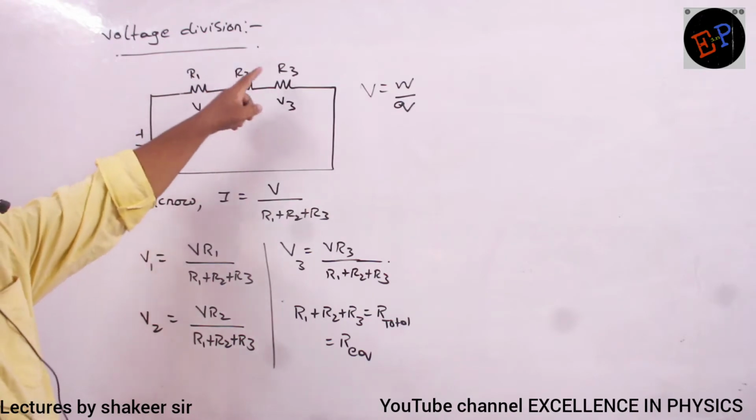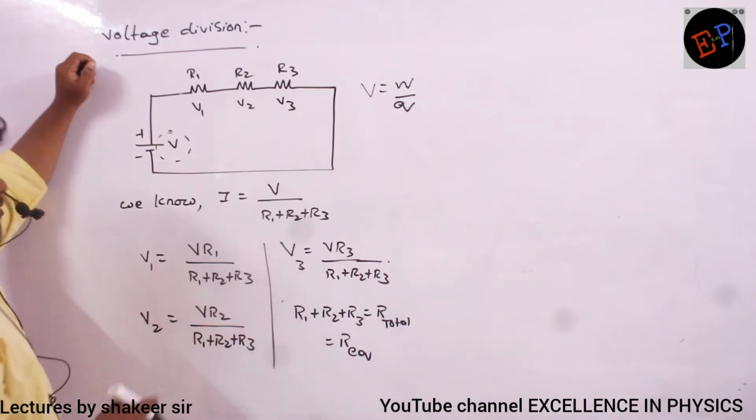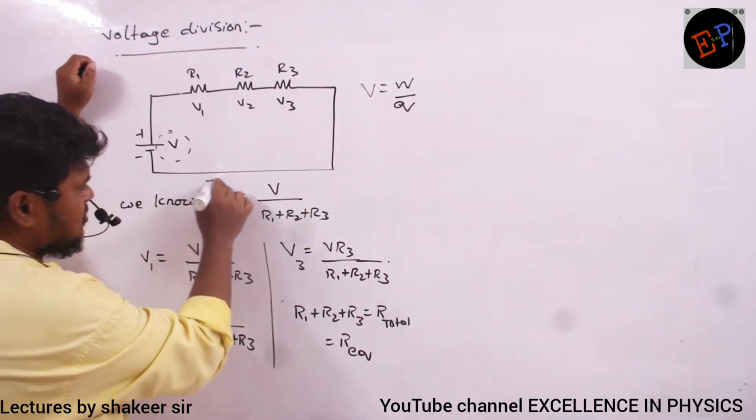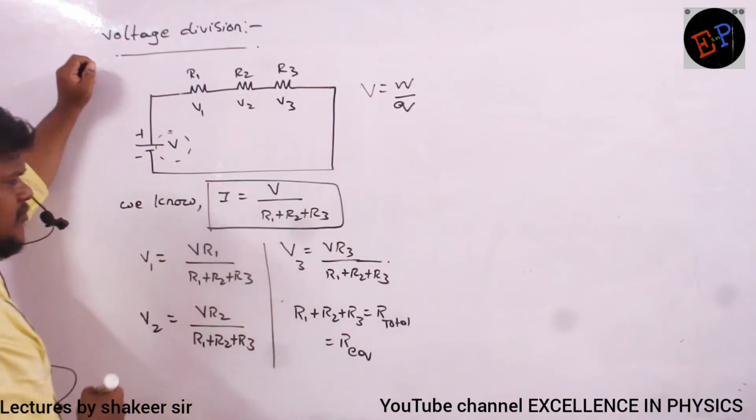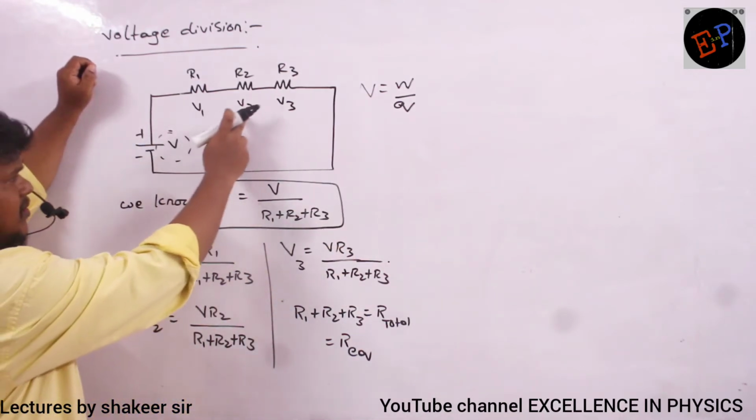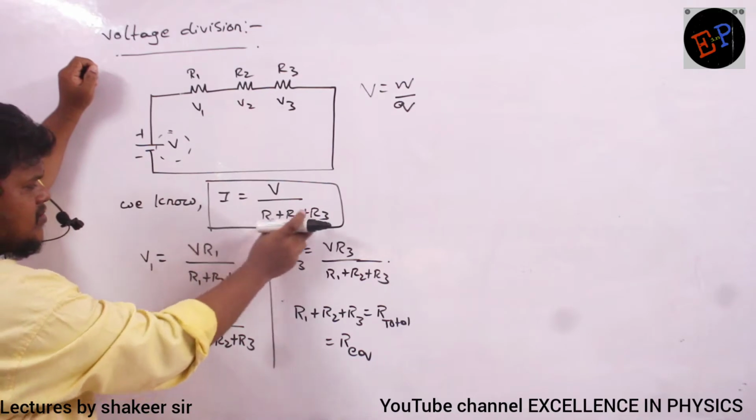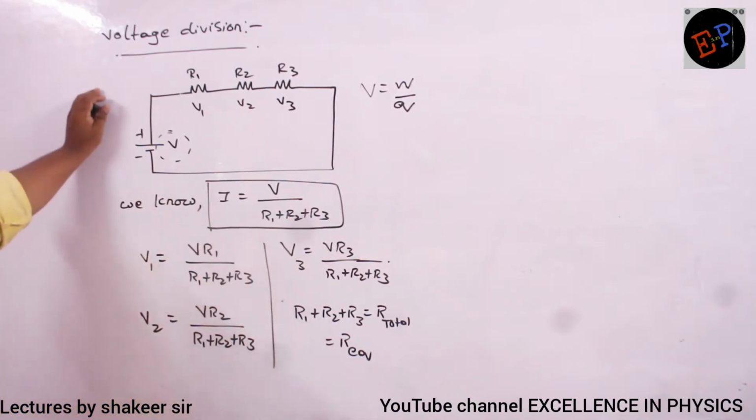Resistances are R1, R2 and R3. Clear? Then how can I calculate the total current flowing in the circuit? Ohm's law is there, no? I is equal to V by R. And because they are connected in series, equivalent resistance is how much? R1 plus R2 plus R3.